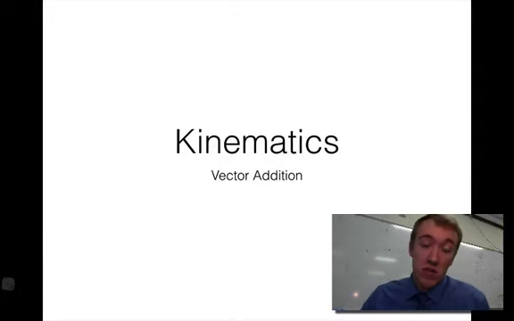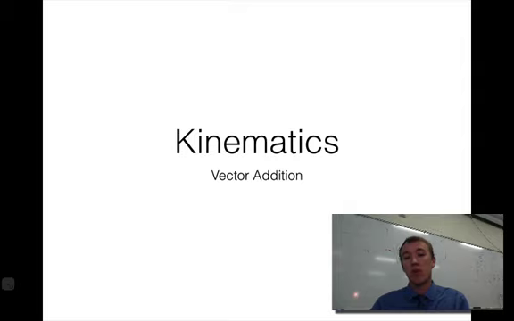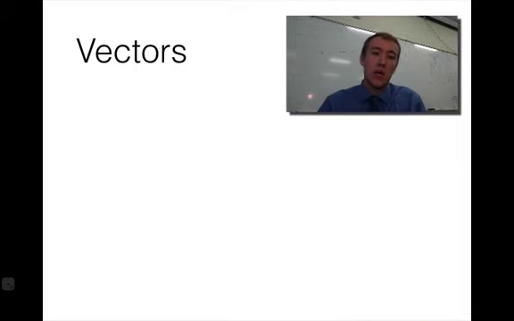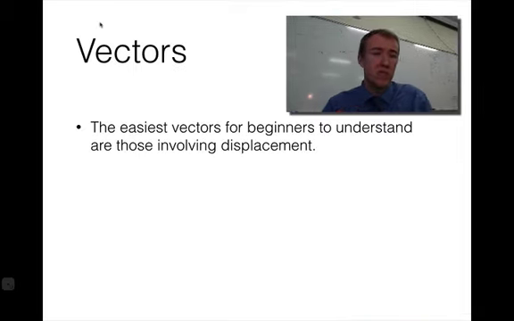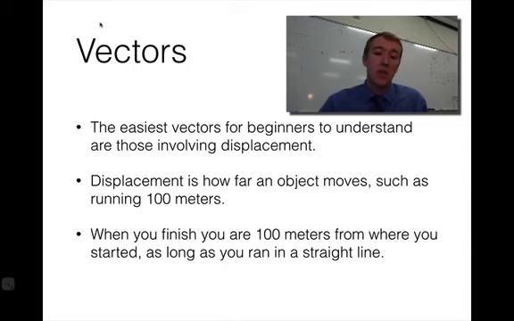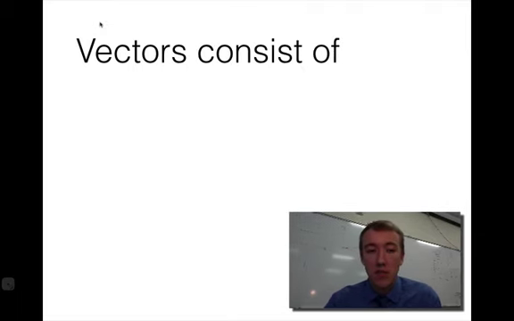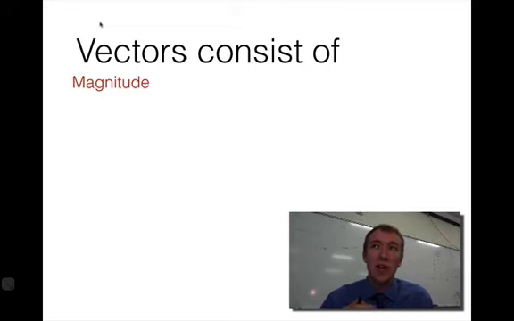And we're back talking about kinematics, and today we're learning about vector addition. Vectors. The simplest vector for us to talk about for now is displacement. We'll get into more complex vectors like velocity and forces later on. So we're talking about displacement, and vectors have two parts.